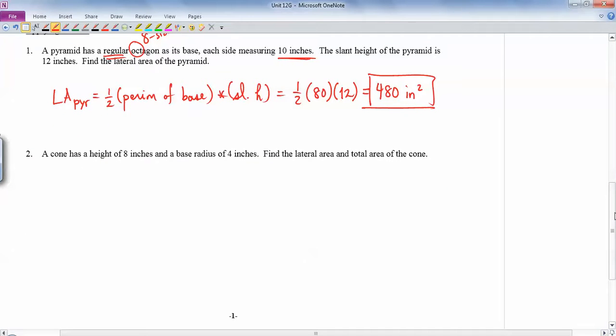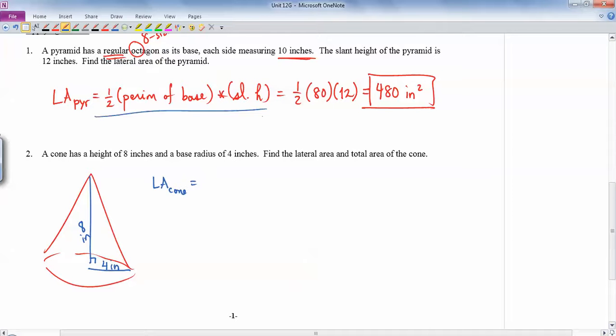And let's see, in number 2, we've got a cone. I'll draw this one. Cones are pretty easy. Cone, the height is 8 inches. Remember, that's regular height, not slant height. Base radius is 4 inches. And we need the lateral area. The lateral area for a cone follows the same formula. 1/2 perimeter of the base times the slant height.